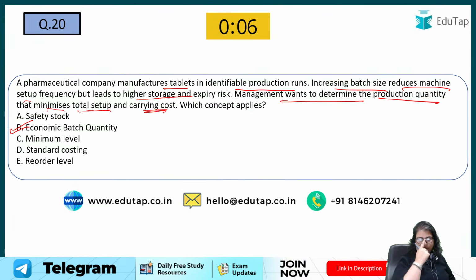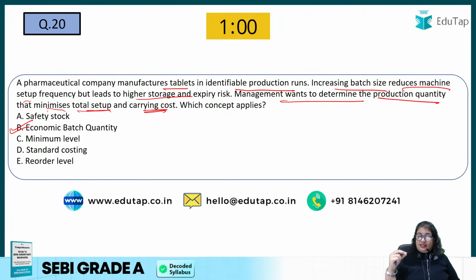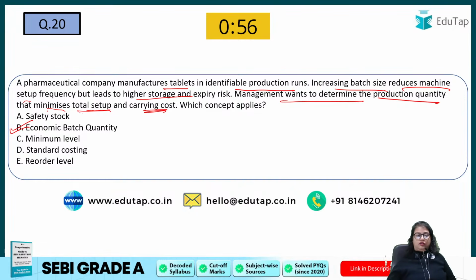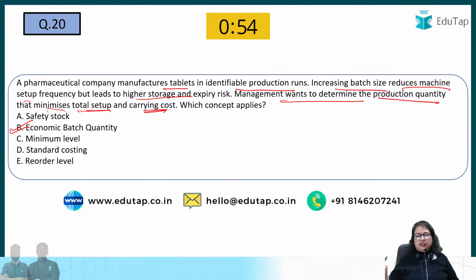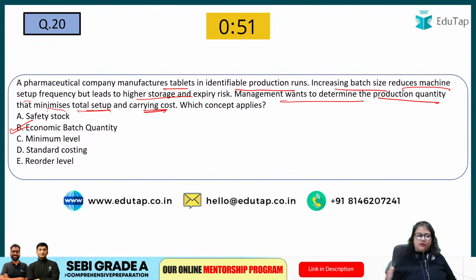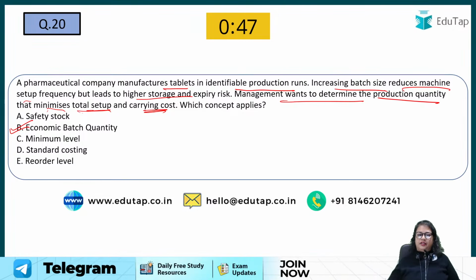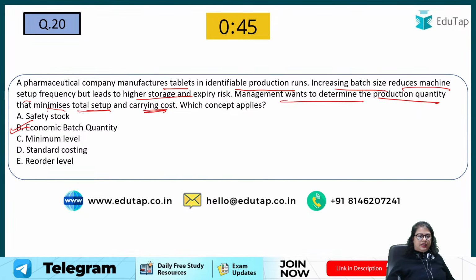That is economic batch quantity, because here we decide that at this stage it will minimize the total setup and the total carrying cost also. Safety stock is basically the reserve stock, right? So we will not include this. It is the safety stock that we need to keep. So that concept does not apply here.